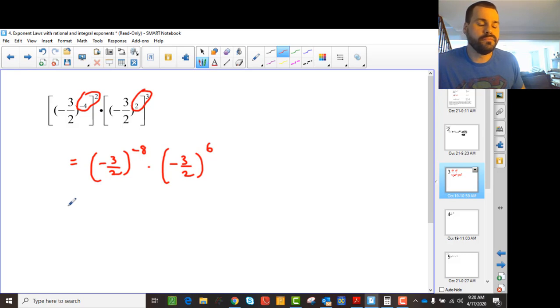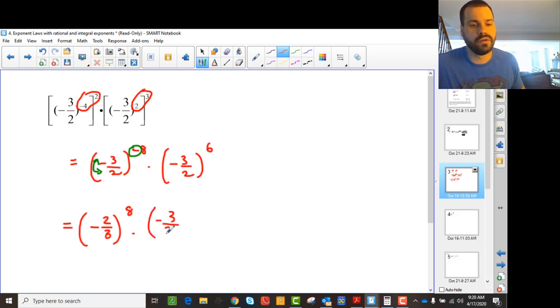Then what we're going to do is deal with this negative power. I have this negative power here. That means I flip the base. I take the reciprocal, it's called. So I'm going to write this as minus 2 over 3 to the 8th power, and then times minus 3 over 2 to the 6th power.